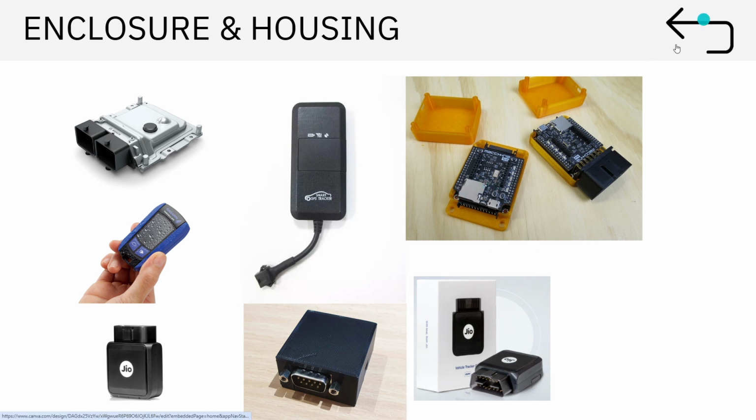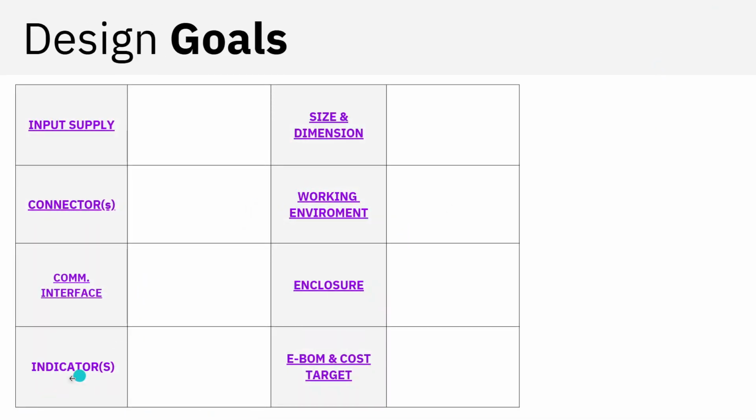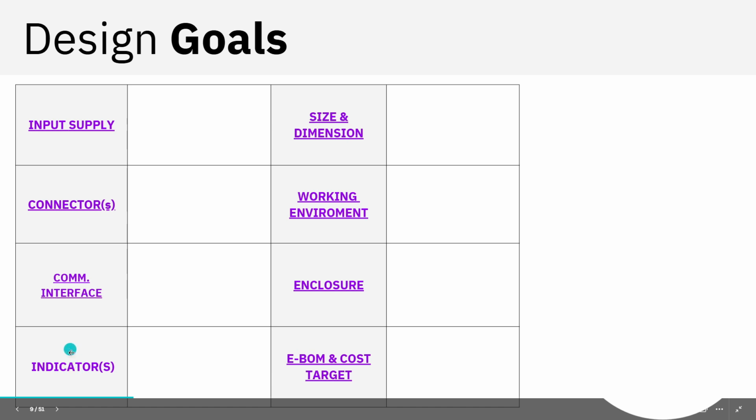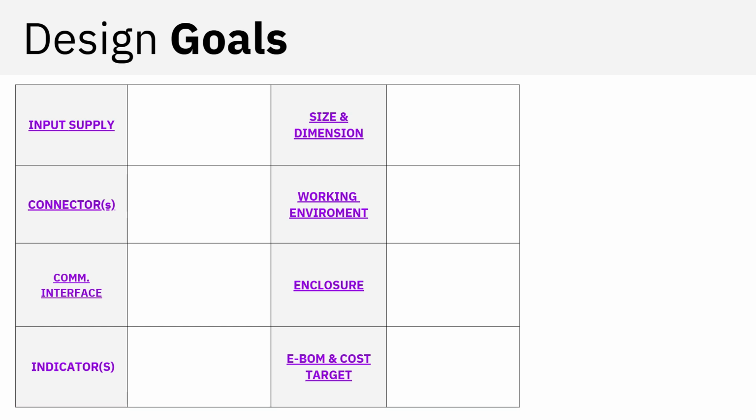Okay, so let's go back. The second last one is the indicators. When it comes to indicators, maybe on your hardware you need some sort of heartbeat LED, showing whether it is powered on, whether it is connected to the server. All these are visual indicators, where you can look at the hardware and say, okay, yes, it is connected to the network.